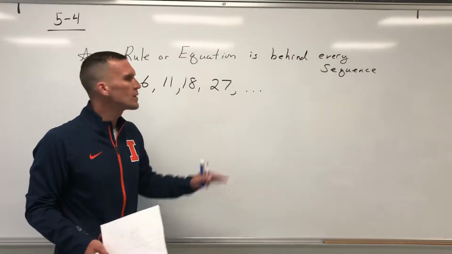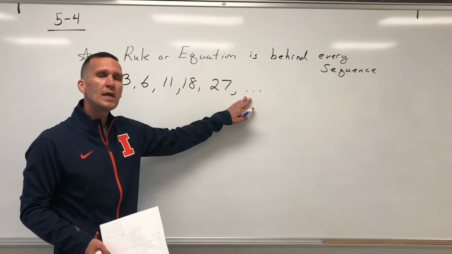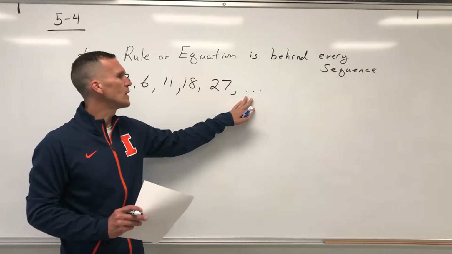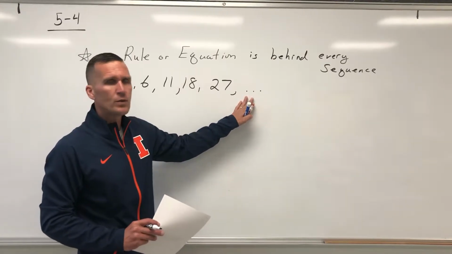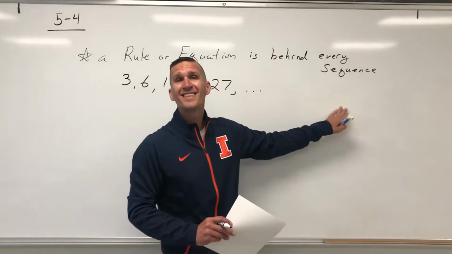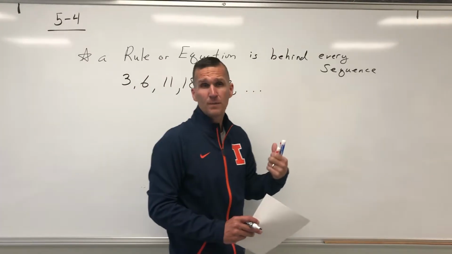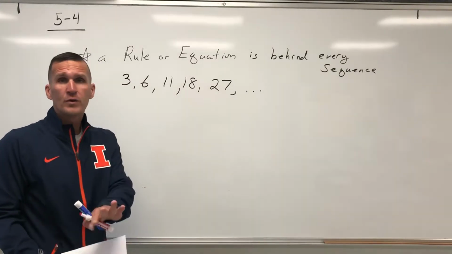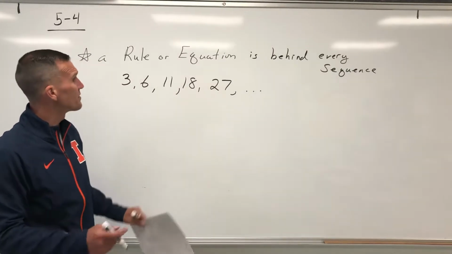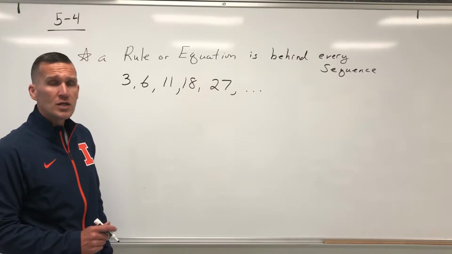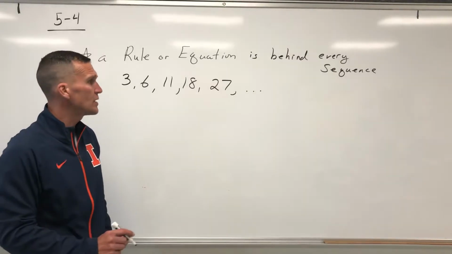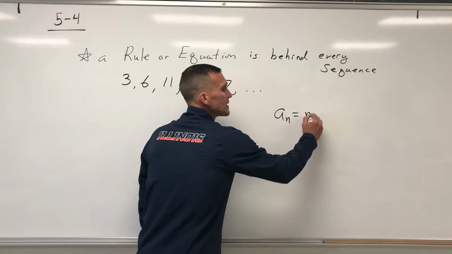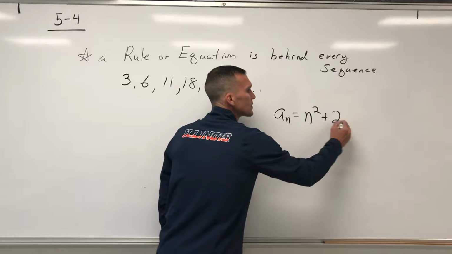But what if somebody didn't want the next term and they wanted the 133rd term of the sequence? Well, you wouldn't want to write down all those numbers till you got to the 133rd term. So there has to be an equation behind this. Now, it'd be very hard to generate it on your own, and we're not asking you to do that, but I just want you to understand that the equation behind it, and I'm going to show you the notation, is a sub n equals n squared plus 2.